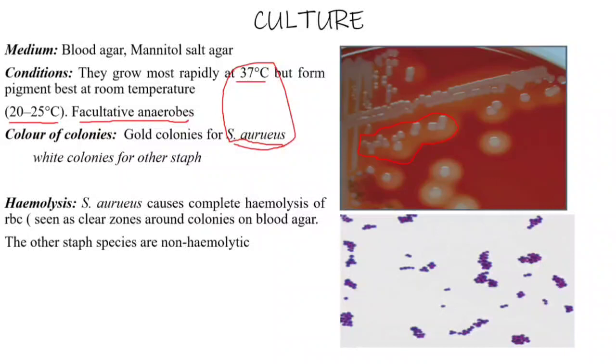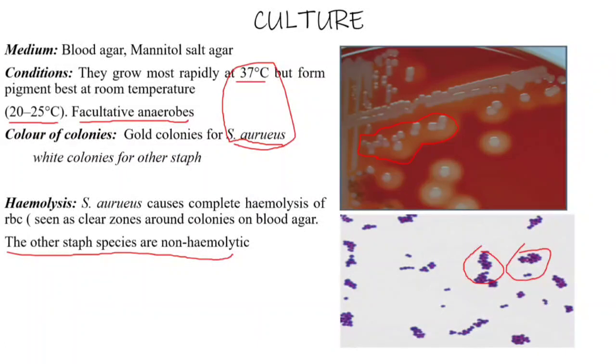The other staph species are non-hemolytic. That is to say that staph epidermidis and staph saprophyticus do not hemolyze RBCs. So that is a cultured staph, most probably staph aureus, because of the clear zones. And this is how they look under the microscope, like a grapefruit, in clusters like that.